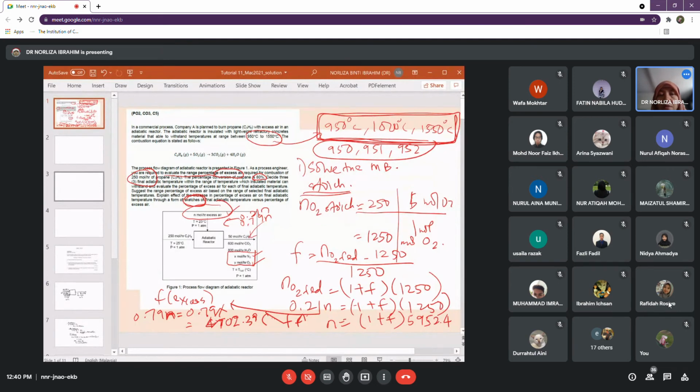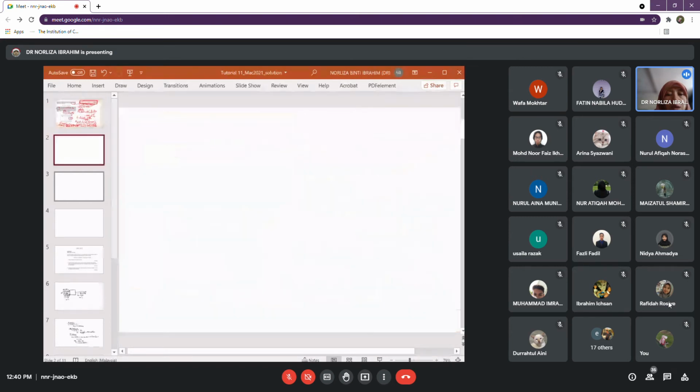Okay, now actually there are many other ways to solve this, so I'm showing you one of the ways. Okay, so next we go to the X and the Y. Y is nitrogen. So nitrogen, the flow rate is still the same because nitrogen doesn't involve in the reaction. So you got nitrogen 4702.38, 1 plus F. This is for nitrogen.